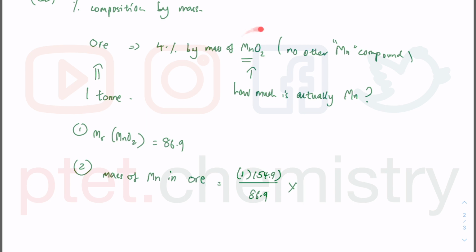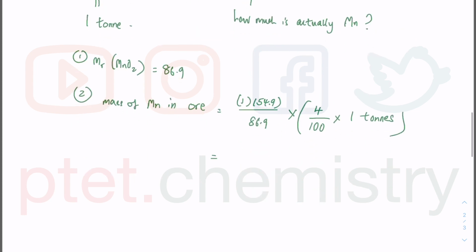So I know how much manganese is in here now, but out of the ore, there's only 4%. So it's 4% out of 1 ton. Out of the ore, only 4% is MnO2. Out of MnO2, how much of it is actually Mn, over the whole Mr of that MnO2 within the ore? Once you set it up, it's just pressing your calculator and you get 0.02527 tons.